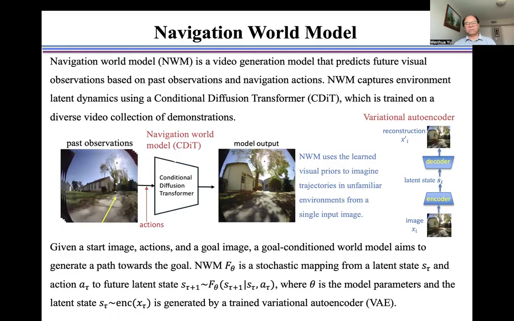towards the goal. Navigation world model F theta is a stochastic mapping from a latent state s_tau and action a_tau to future latent state s_tau+1, where theta is the model parameters and the latent state s_tau is generated by a trained variational autoencoder as shown here.